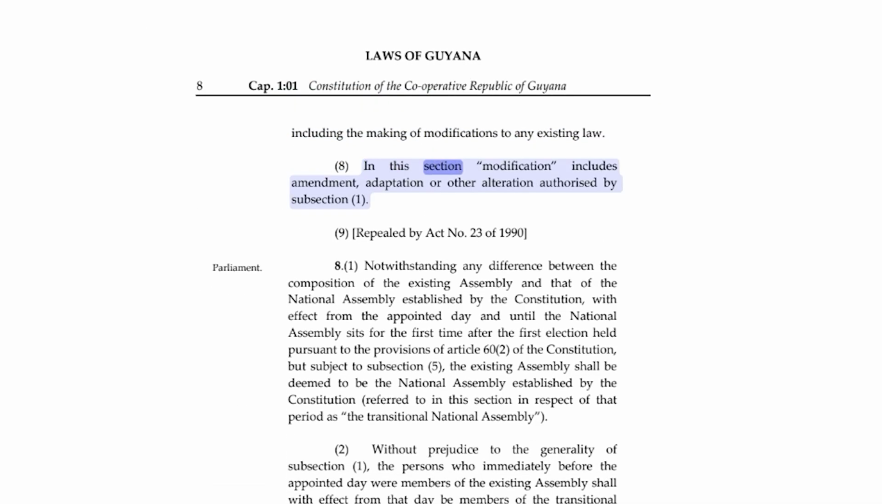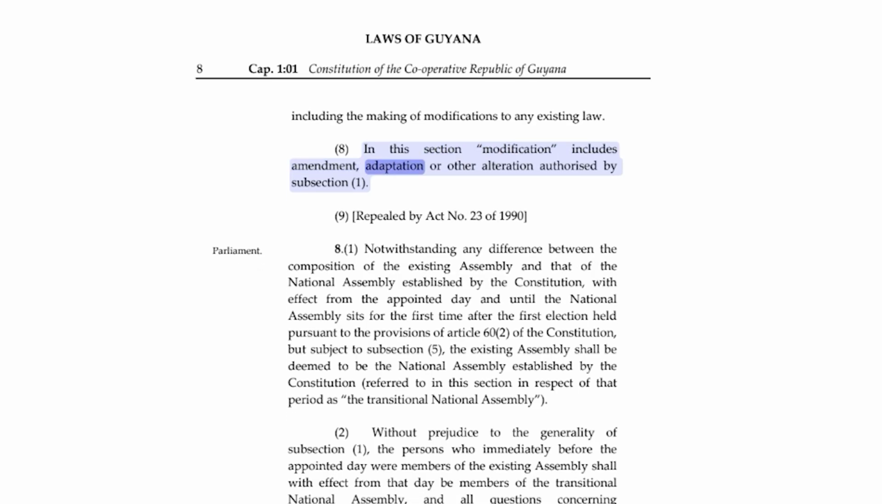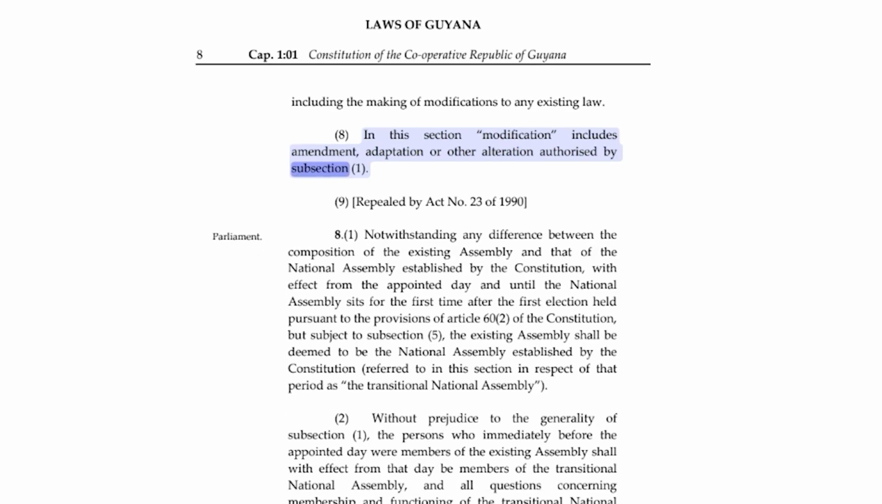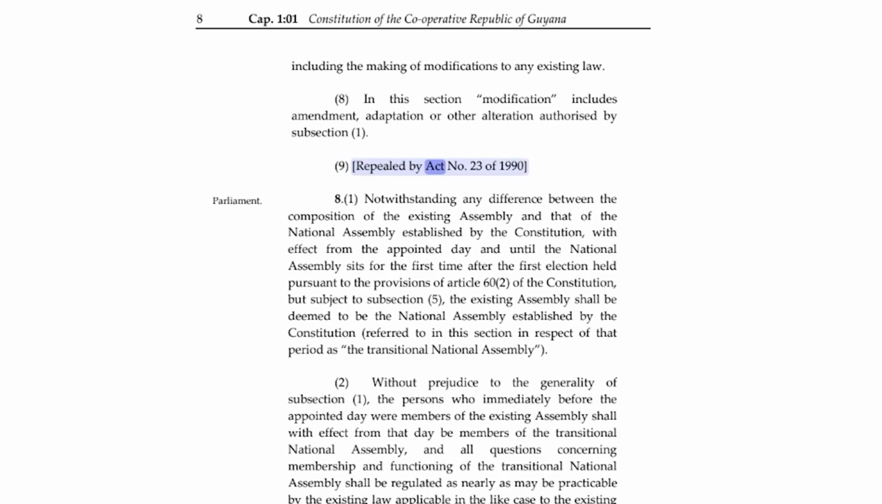8. In this section, modification includes amendment, adaptation, or other alteration authorized by subsection 1. 9. Repealed by Act No. 23 of 1990.